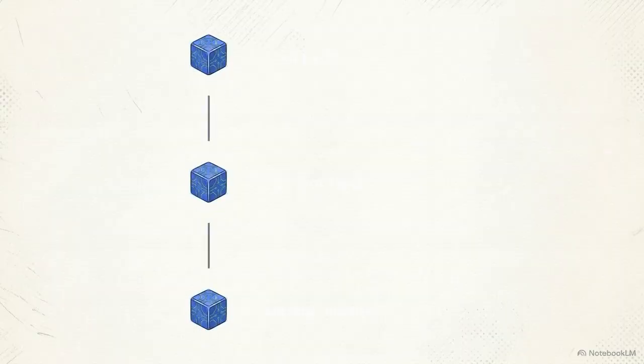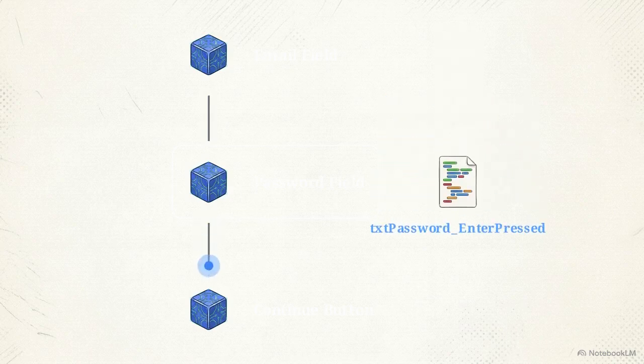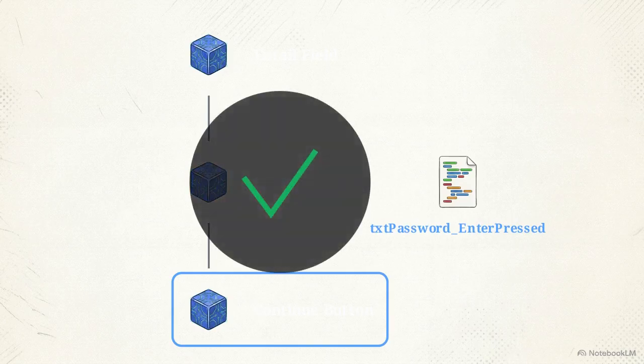The enter pressed event handles the transition. When the user finishes their email and hits enter, the keystroke programmatically shifts focus to the password field. Chaining that logic allows the enter key to move the cursor directly to the continue button.